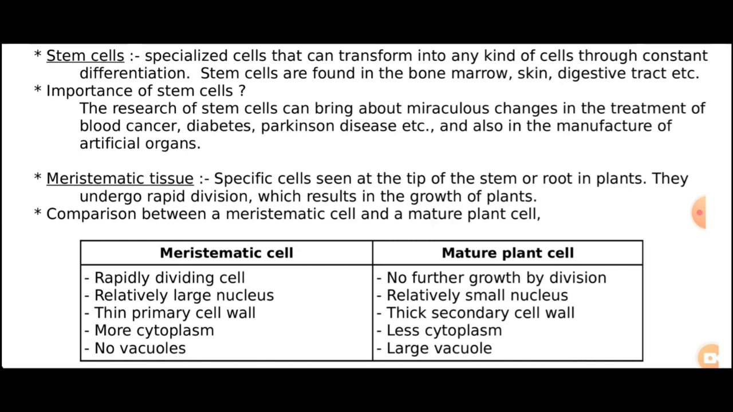Then explanations are given there in the page: stem cells, the importance of stem cells, meristematic tissue, and the comparison between meristematic cells and mature cells. The research of stem cells can bring about miraculous changes in the treatment of blood cancer, diabetes, Parkinson's disease, and also the manufacture of artificial organs. That point we discussed. It is given here as a short point, so you can write it in your short notebook.